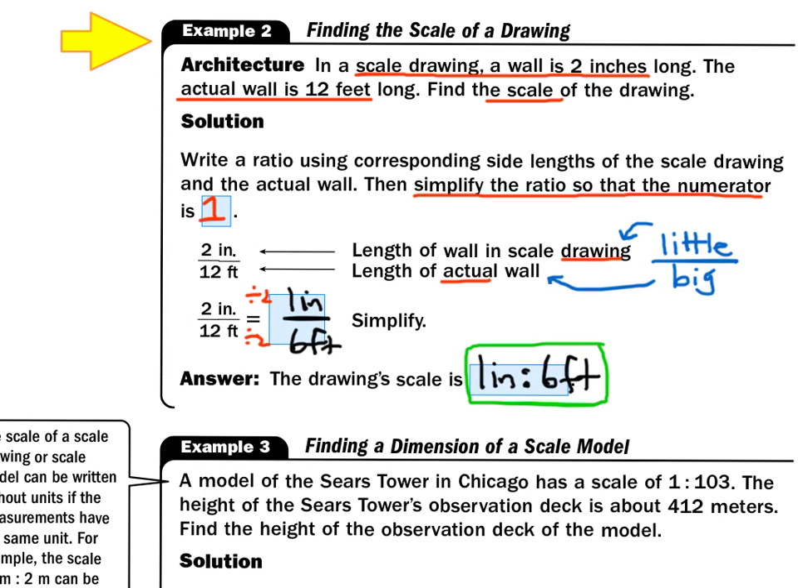So all that means is I'm going to take the 2 inches on the scale drawing, I put that on top, and then it represents 12 feet in real life, I put that on the bottom, and then you just have to reduce, but you want to make the numerator, the top number, 1. So I'm going to divide the top and the bottom by 2, so I get 1 inch represents 6 feet in real life. So the drawing scale would just be 1 inch, and then they use a colon, 6 feet.